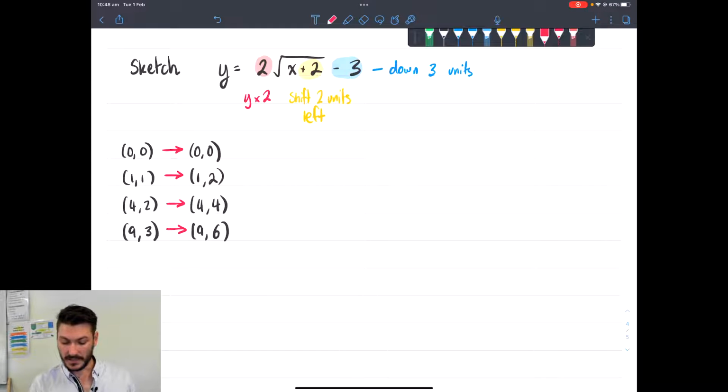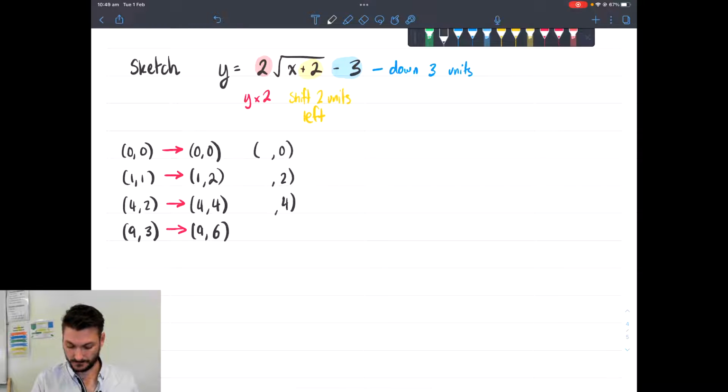That's in red there. Next, we're going to shift it 2 units left, which is going to be a change in the x variable. So all of these y variables are going to stay the same this time, but it's the x variable that's changing. In the first one, 0 minus 2, because we're shifting it left, is negative 2. 1 minus 2 is minus 1. 4 minus 2 is 2. And 9 minus 2 is 7. Okay, and that there is the yellow change. This is my horizontal shift, or translation if you'd like.